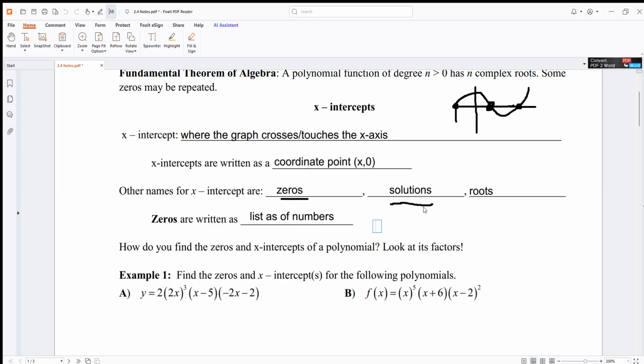So let's give an example. Let's say that I have x values of 1, 2, and 3, and so on. If I'm writing them as zeros, you would literally just write them as a list, 1, 2, 3, and so on and so forth.